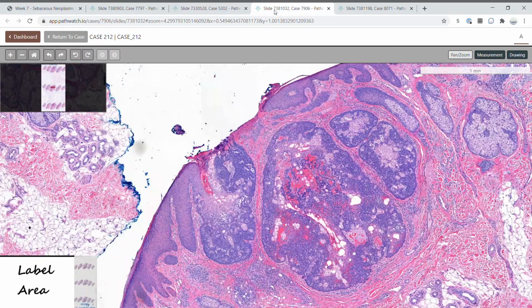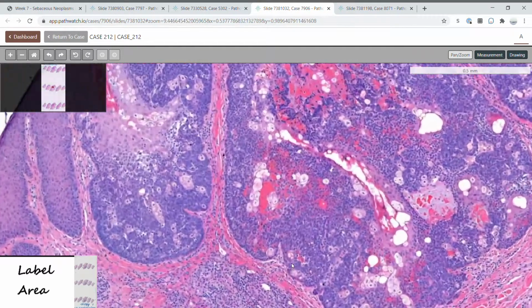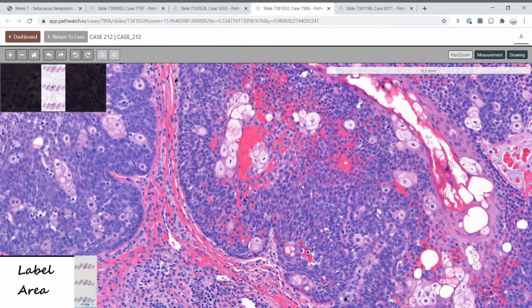This is in contrast to a sebaceoma. This can present as multiple nests in the dermis, and you can see here a predominance of the immature basaloid cells compared to the mature sebocytes. Sebaceomas show greater than 50% basaloid cells compared to mature sebaceous cells.